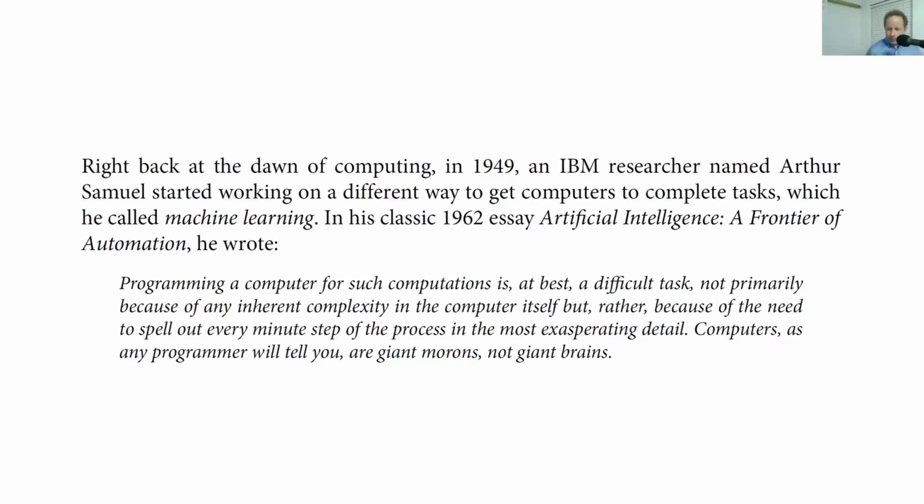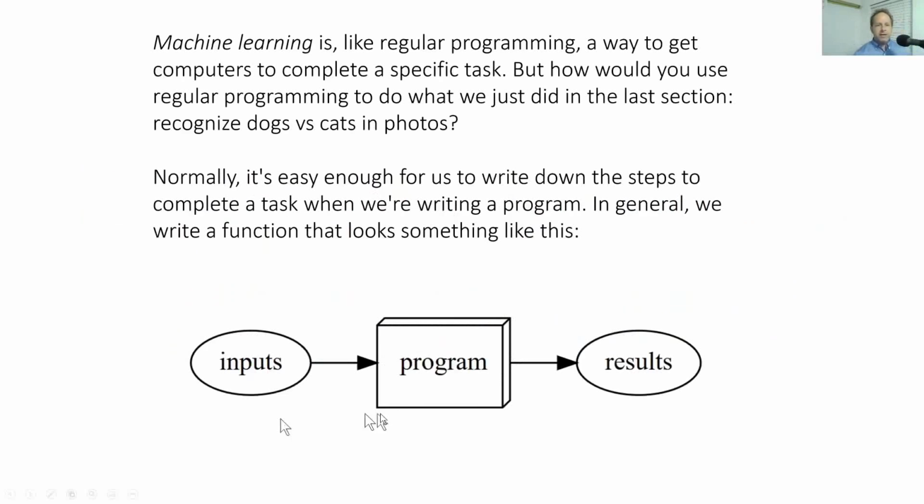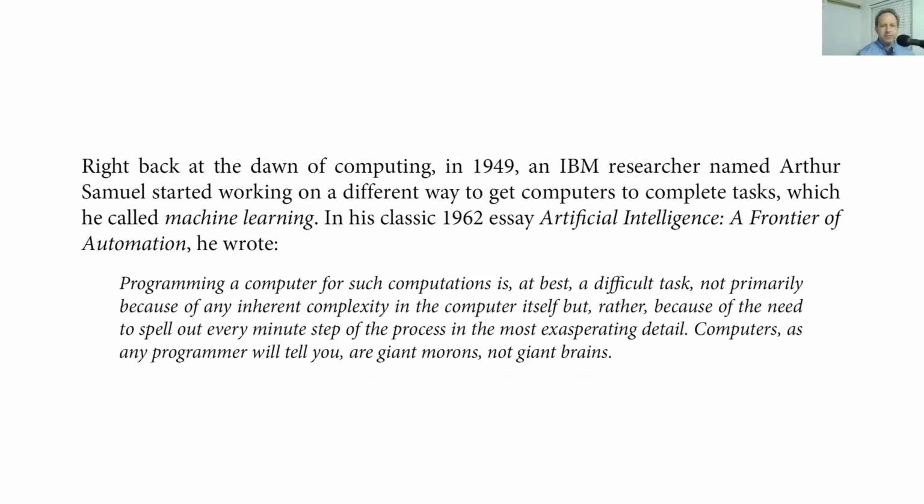So this general idea, where the program is something that we write the steps for, doesn't seem to work great for things like recognizing pictures. Back in 1949, somebody named Arthur Samuel started trying to figure out a way to solve problems like recognizing pictures of cats and dogs. And in 1962, he described a way of doing this. Well, first of all, he described the problem.